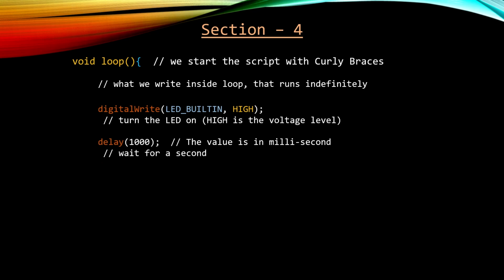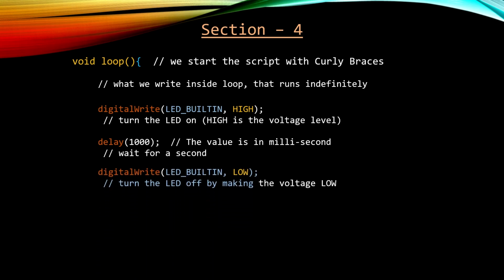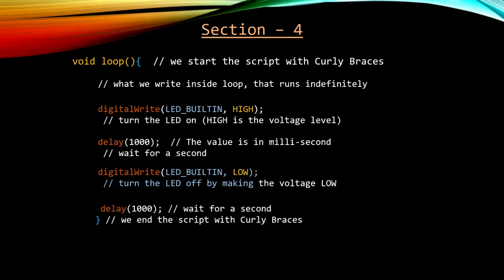Then we introduce a delay, so that we can see the LED glowing. Then we write LOW to pin 13, that means the LED goes off, and again we introduce a delay to see the effect. We have gone through the code.